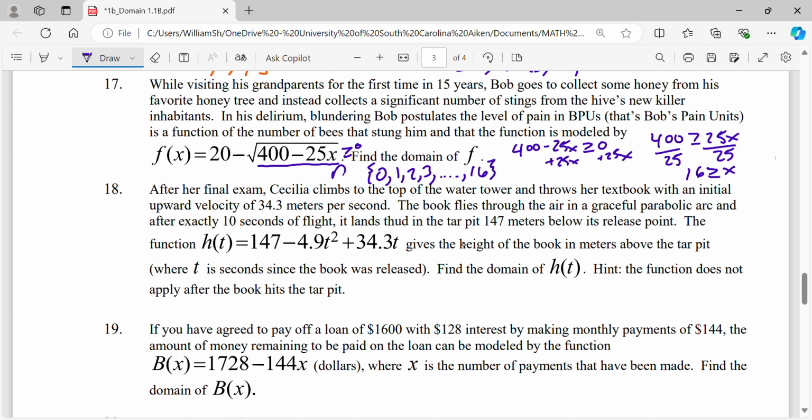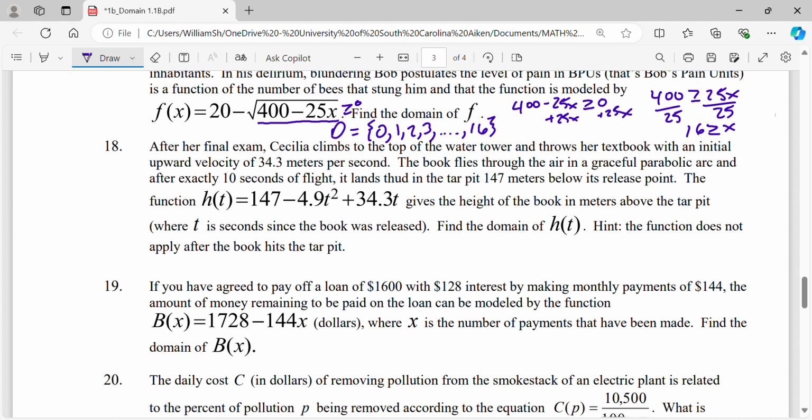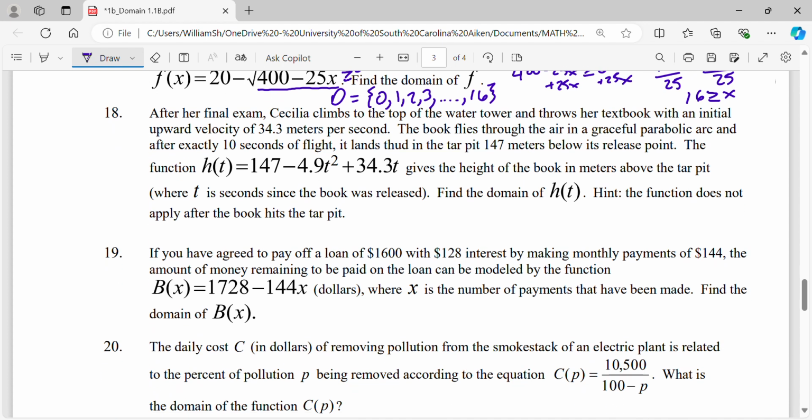So this is our domain D. Our domain is 0 to 16, but just the whole numbers. It can't be negative numbers because you can't have a negative number of bees sting you. And it can't be halves or quarters or pieces of numbers because that is neither possible. All right.